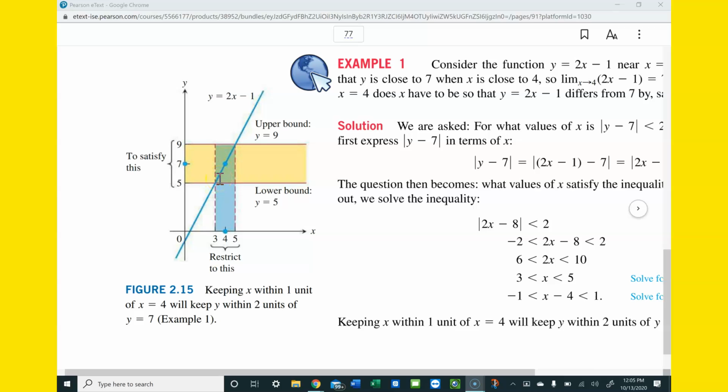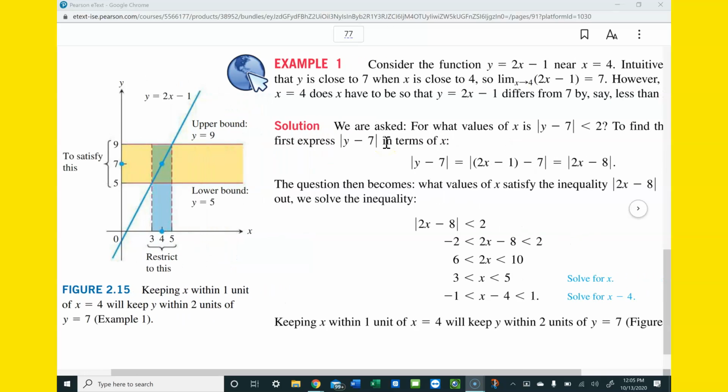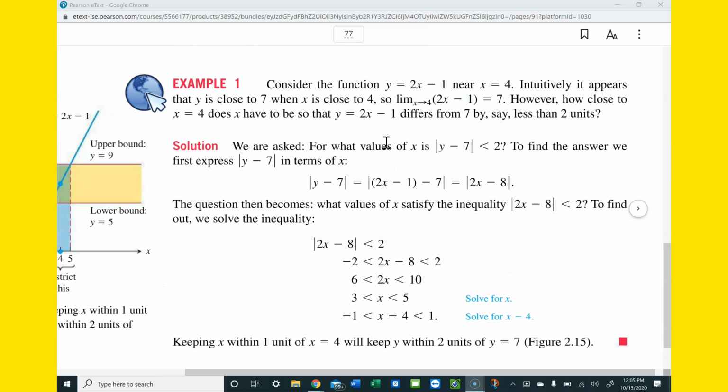But we're trying to get more calculus-y than that. So as x gets close to 4, y is getting close to 7. And so we know that the limit as x approaches 4 of 2x minus 1 is 7, and it's obvious that that's the case. However, how close to x equals 4 does x have to be so that y equals 2x minus 1 differs from 7 by, let's just say, less than 2 units?